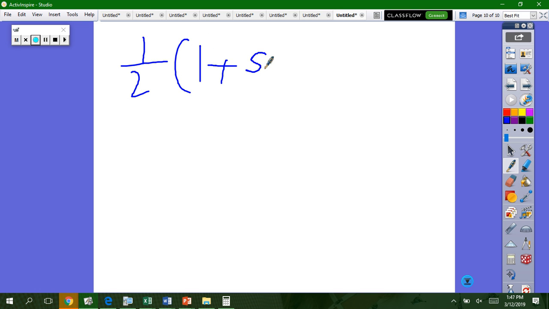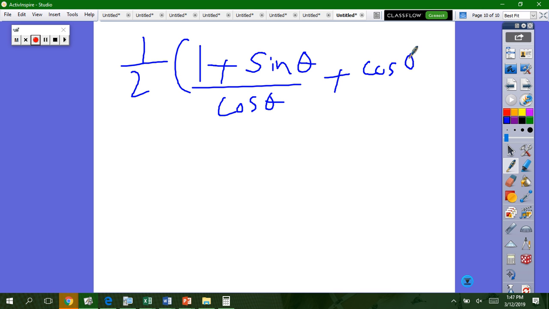1 plus sine of theta. This right here is over cosine? All of that? Close the parenthesis? Not yet. Cosine of theta. This is very similar to what we did in our homework, on our notes. Because what would I do? I'd get a common denominator. So therefore, I'd have 1 plus sine squared. And this would be cosine squared.